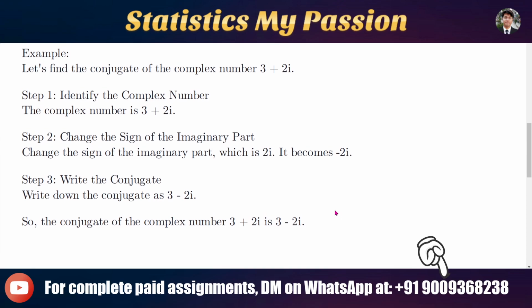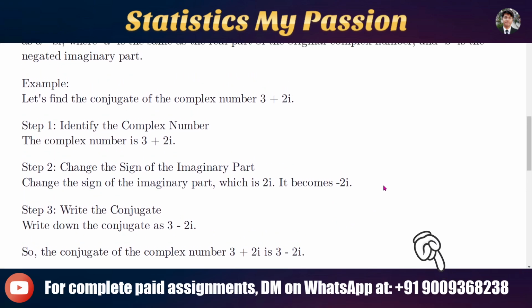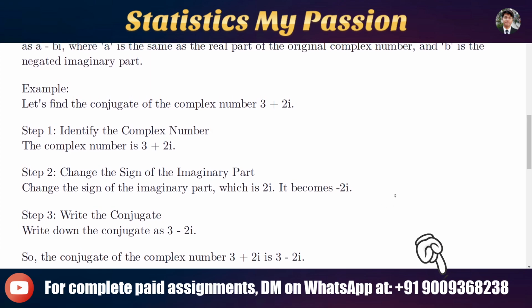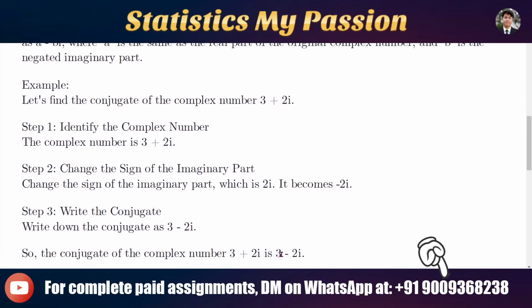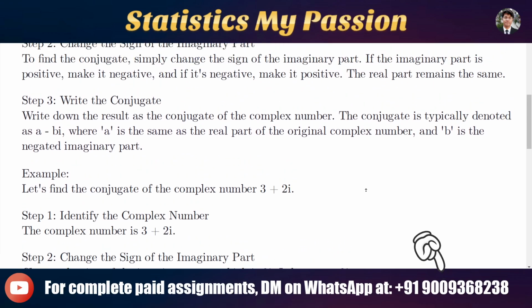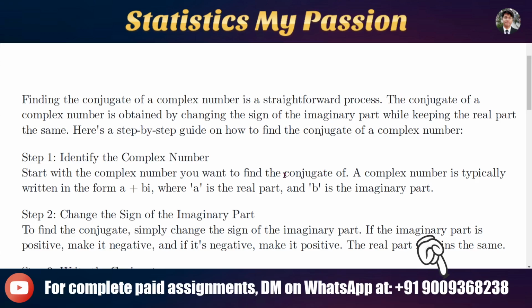We can say iota or simply i in complex number form; it doesn't matter. If there is a negative sign here, we will change it to positive. So if there is a negative sign, the final answer is 3 plus 2 iota. I hope you can understand this concept of how to find the conjugate of a complex number.